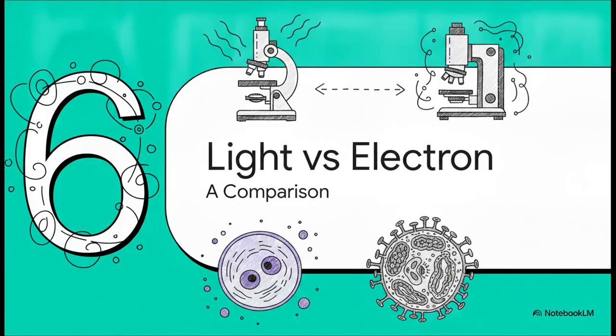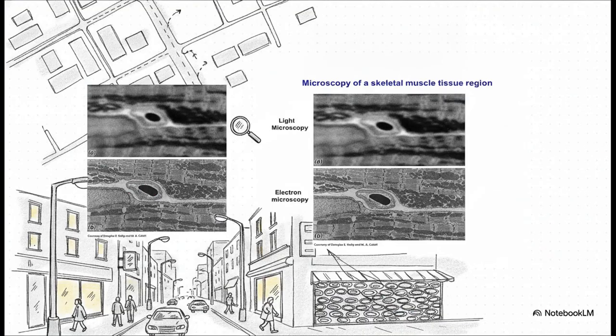Which brings us to the cinematic climax of our microscopic journey. Section 6, Light versus Electron Microscopy. Comparing these two views of skeletal muscle is honestly mind-blowing. It's like comparing a broad map of a city to standing right in the middle of a bustling street. The top view, from a light microscope, gives us the macro layout. We see the muscle fibers and the general location of a blood vessel.